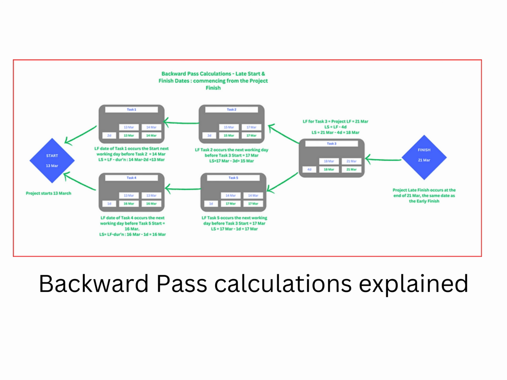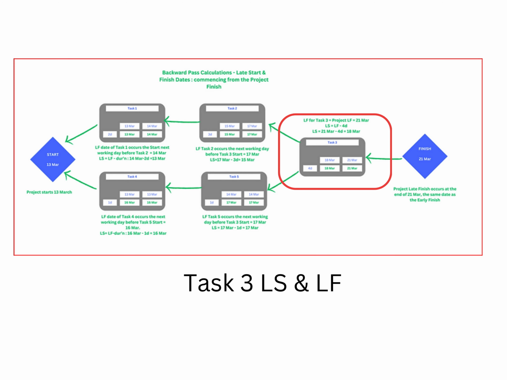If there is more than one successor task, then there are several possible late figures. Select the earliest of these. The late start for each task is the late finish minus the duration of the task. Let's look at Task 3. The late finish date is the same as the project finish date. In this case, the late finish of Task 3 is the 21st of March at 4 p.m. The late start is equal to the late finish minus the Task 3 duration of 4 days. The late start of Task 3 is the 18th of March at 8 a.m.